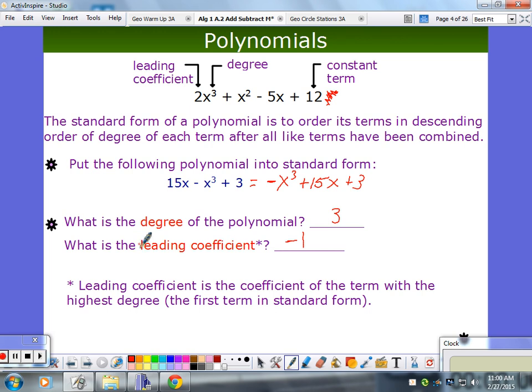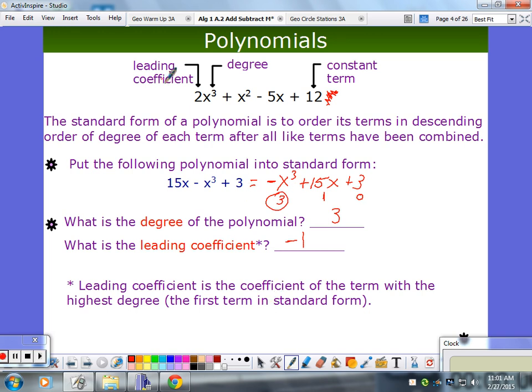Yes? Wait, how is negative next to the thing? It's degree. Remember what degree is. Degree is how many variables I've got, an x times an x times an x. So that's got degree 3. How many variables here? 1. How many variables here? So this one wins. Degree 3.